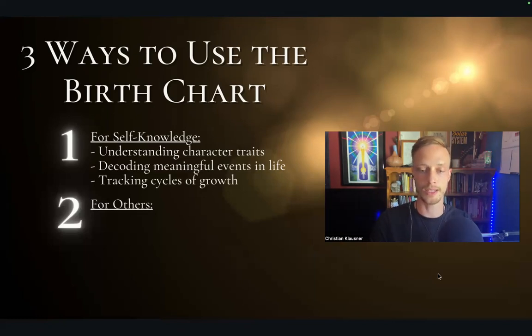So much of the system and the society and the architects of the society have patterned things so that we can be their energy source. And that's happening not just on a physical level, but on a soul level as well. So, yeah. All right. Number 2 way you can use the birth chart is for others.